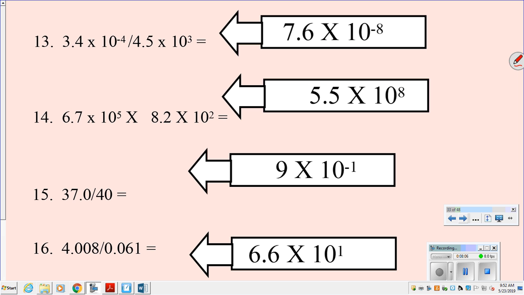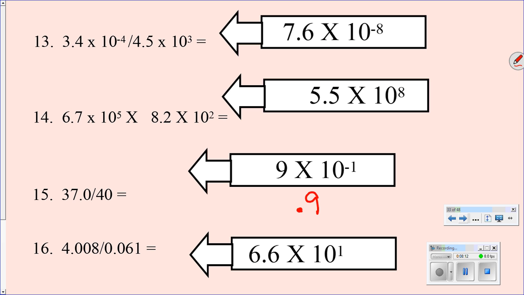For 15, you probably wouldn't actually put this in scientific notation. If you would put 0.9, that would be acceptable on things that we're going to be doing in class. I just did want to show it in scientific notation. Same thing for number 16. It's really 66. And that's a case where it doesn't make sense to put things in scientific notation unnecessarily. It would just be a little bit of extra work.